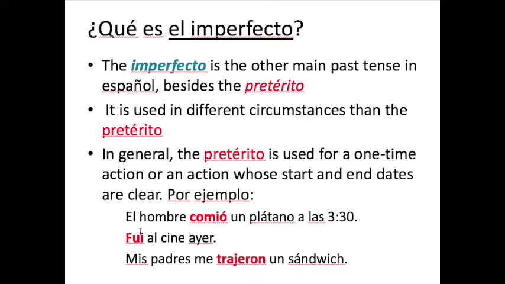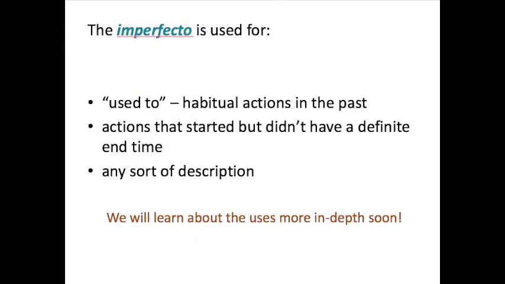So the imperfecto is used for any kind of verb that we can put "used to" on. So, I used to go to the beach when I was a kid. My parents used to own a farm. Things that we can put "used to" in front of, right? Or actions that started but don't have a definite end time. So, for example, when I was a kid, right? We don't really have a definite beginning and end to that, because if we talk about a timeline, it's not a specific dot on that timeline. It's just something that happened over a period of time.